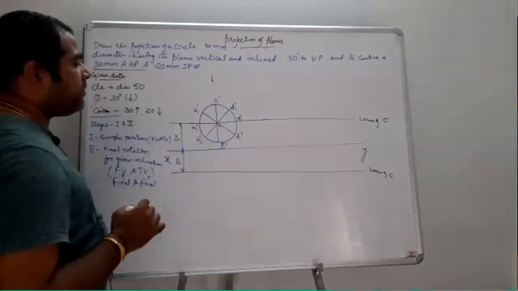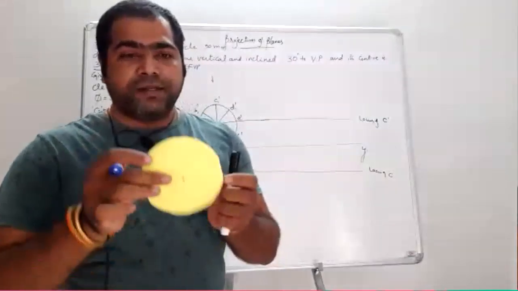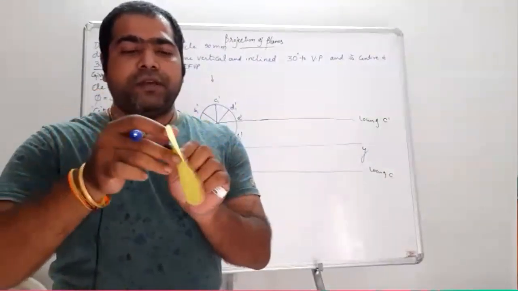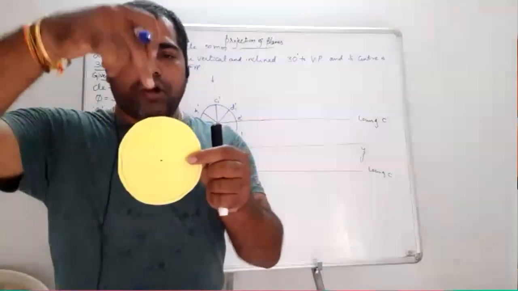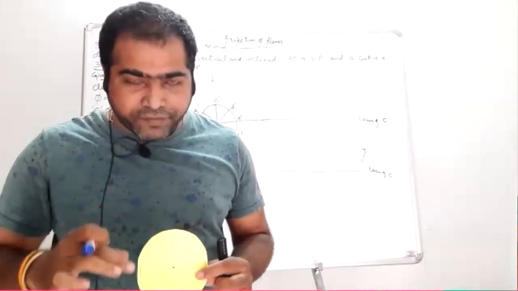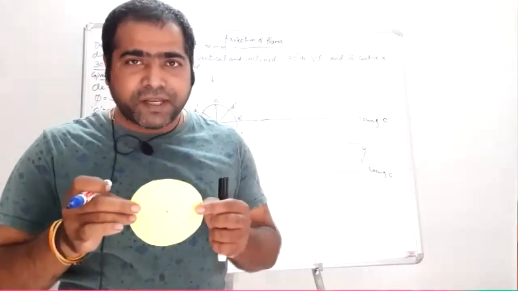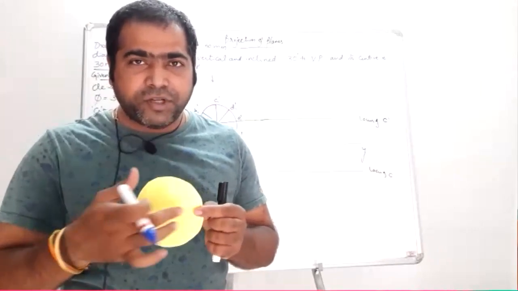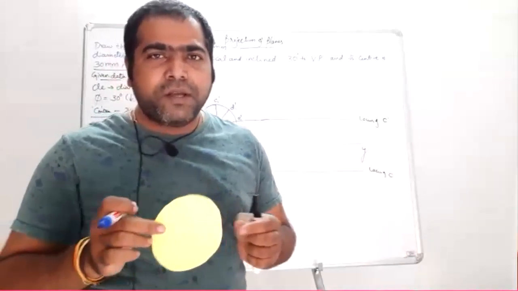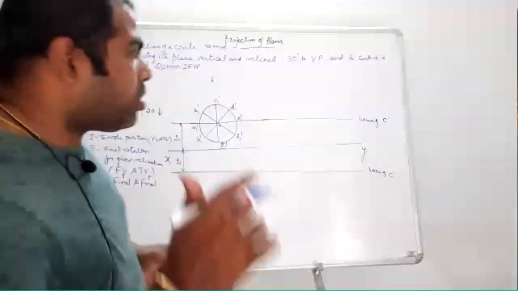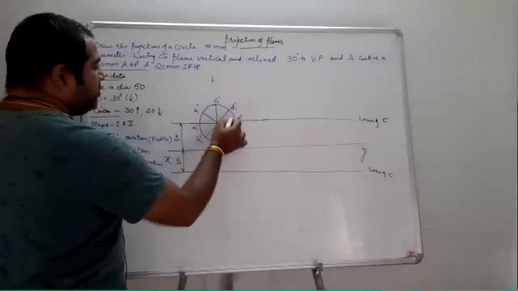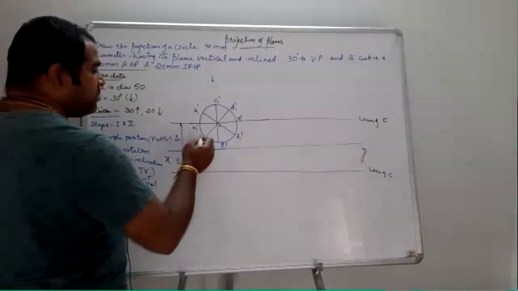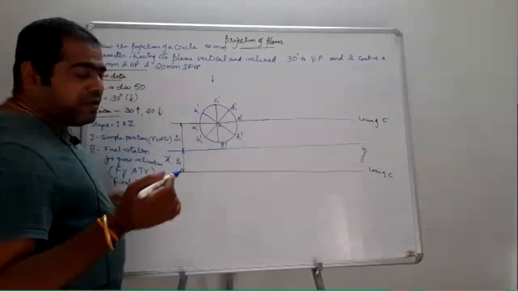Now, once you see it from the top, which points are going to be visible? Up to half of the semicircle. If you consider your plane like this and see from the top, you are going to see half of the circle, that is a semicircle. The bottom semicircle is not to be seen. The top semicircle is going to be observed up to here. So H, G, F are going to be invisible.